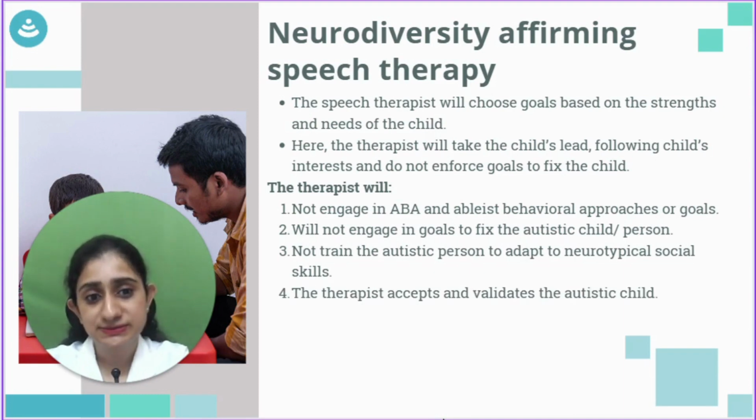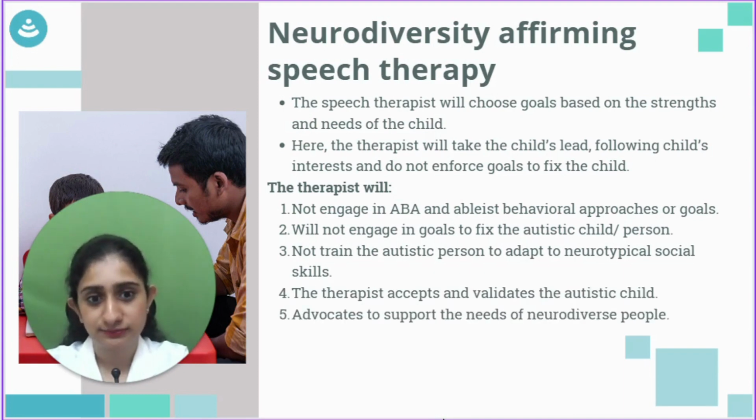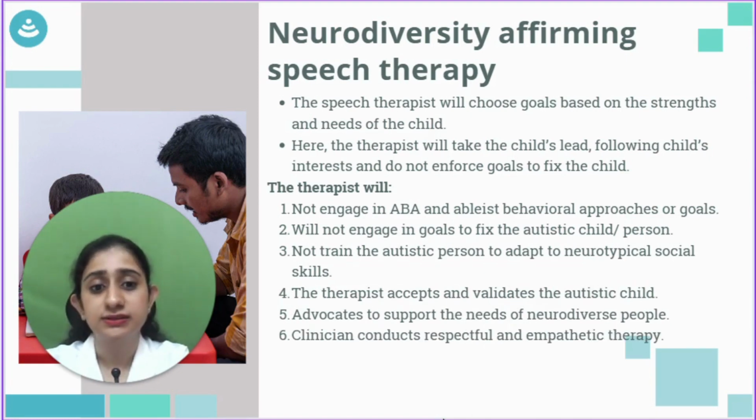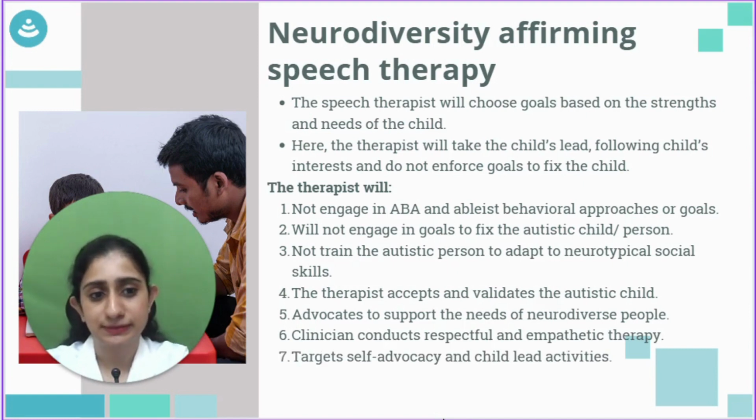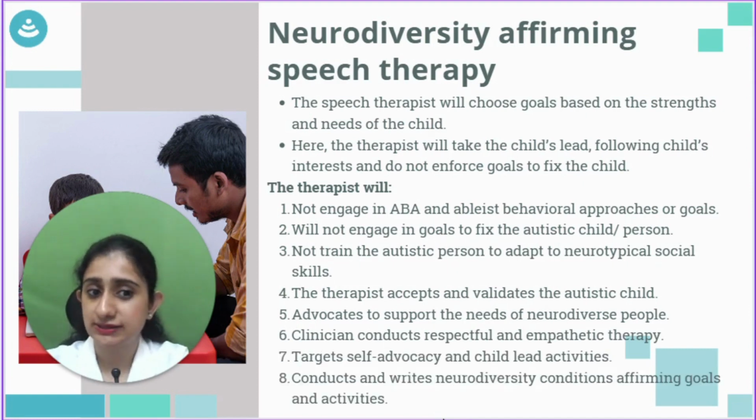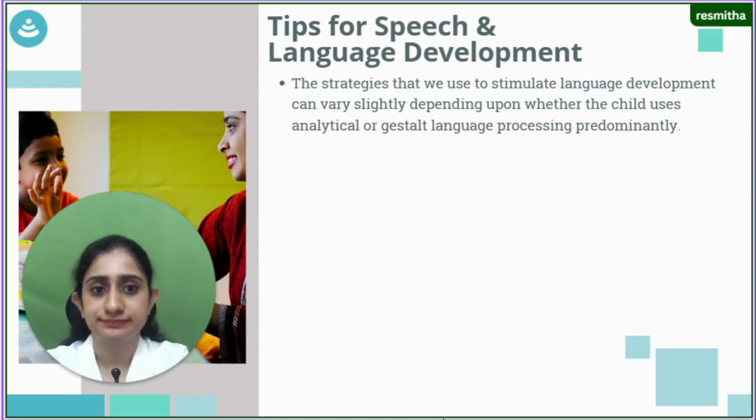The therapist accepts and validates the autistic child, and advocates to support the needs of neurodiverse people. Here, the clinician conducts respectful and empathetic therapy. They target self-advocacy and child-led activities. They conduct and write neurodiversity affirming goals and activities.